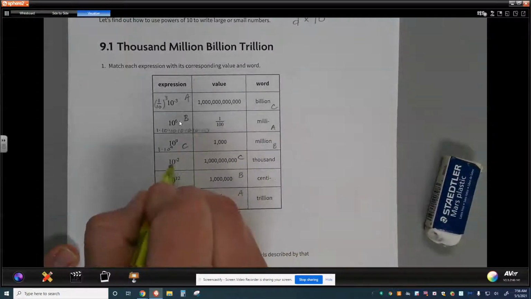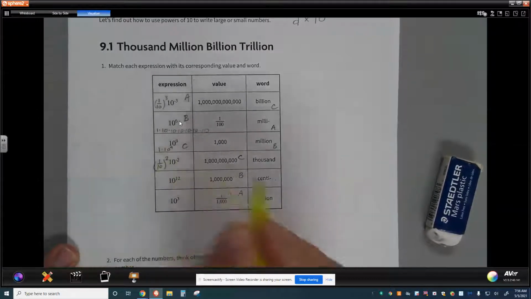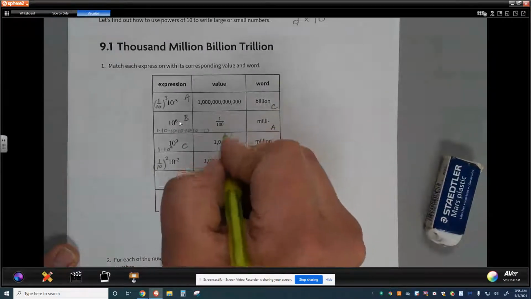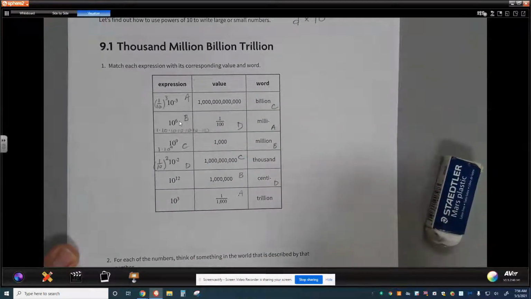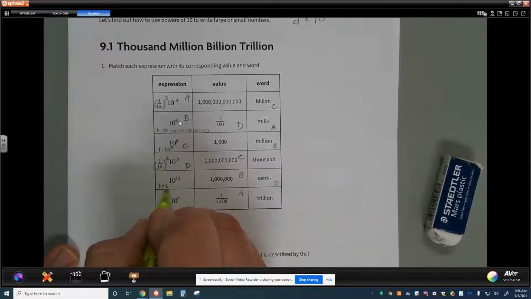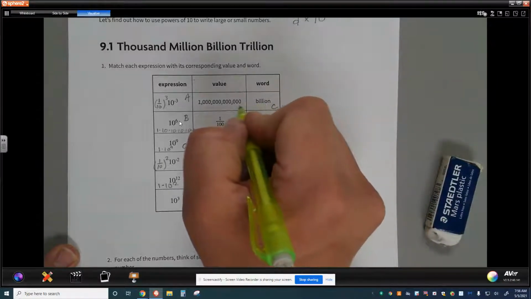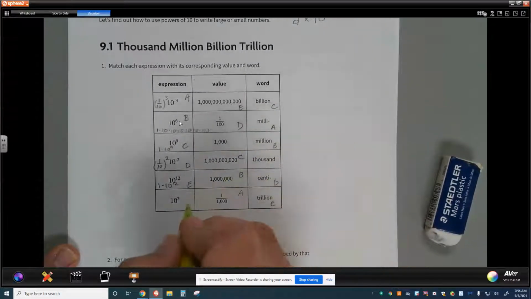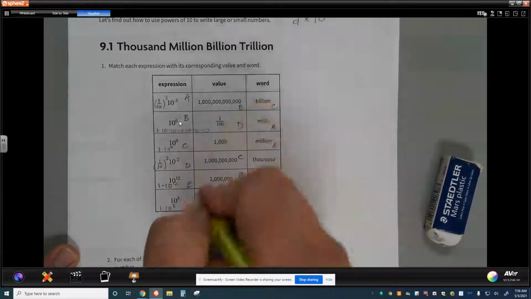10 to the negative 2. Here again, we have the negative exponent or the negative power. We recognize that as 1/10 to the 2nd power. 10 to the 2nd power would be 100, so 1/10 to the 2nd power should be 100th. And this would be our centi value. 10 to the 12th power would be a 1 followed by 12 zeros. We recognize that this one right up here would be 1 trillion. So this is E. And then that leaves us with 10 to the 3rd power, 1 times 10 to the 3rd power, which ends up giving us 1,000.